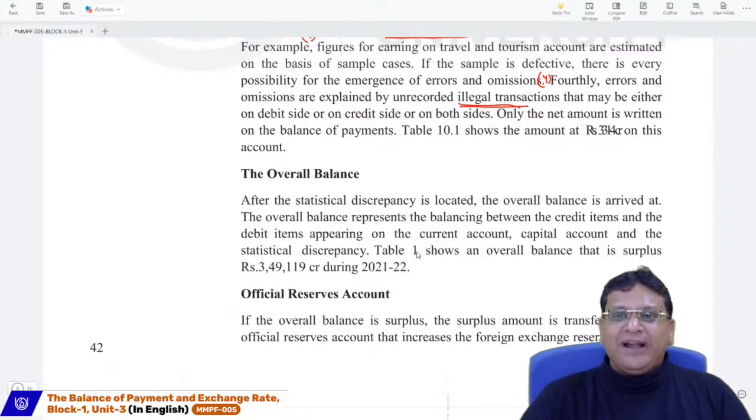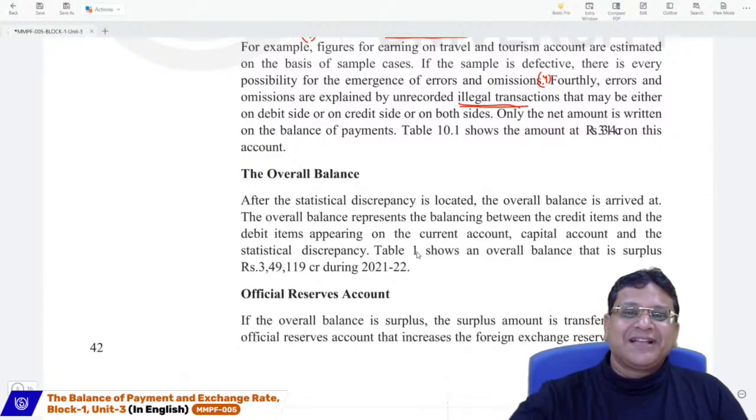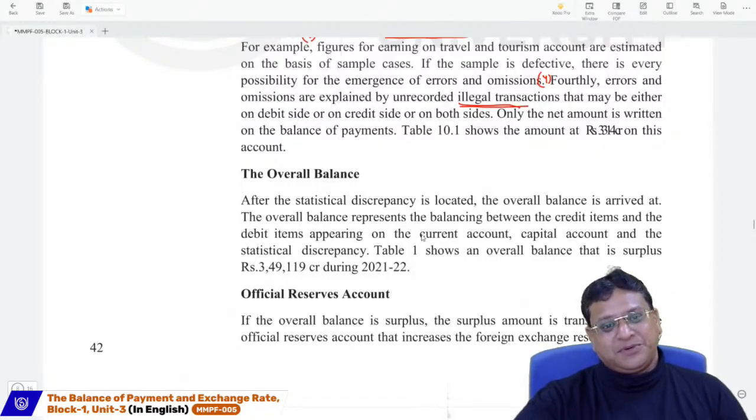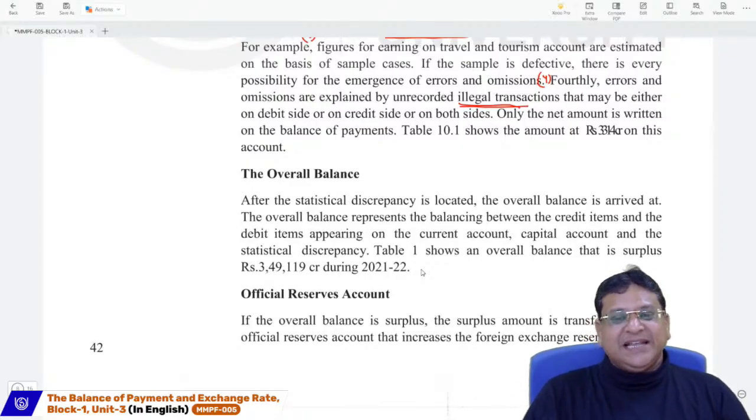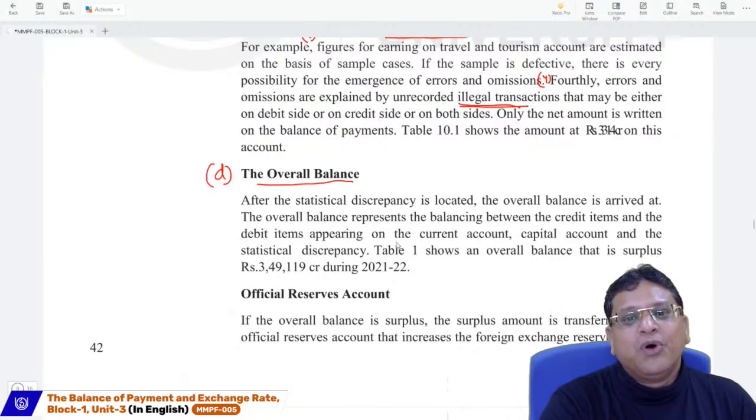Let's take an example. One terrorist is captured by Indian police, and from there we get some dollars in his possession, and this is an illegal transaction. Now, can we record it in current account or capital account? No, this will be kept in the third, the statistical discrepancy account. Okay, so three parts are there: current account, capital account, and statistical discrepancy. A, B, and C.